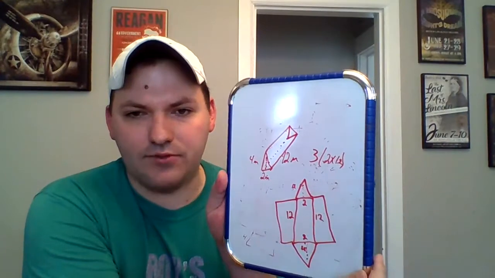Hopefully you said 3 times because there's 3 rectangles. So our first part, we have 3 times 2 times 12. Okay, do you see that? 3 times 2 times 12.